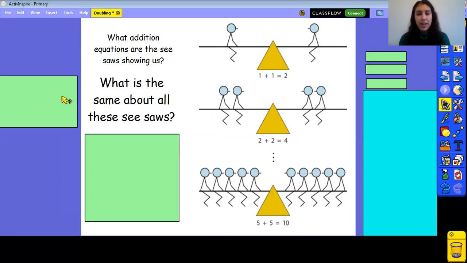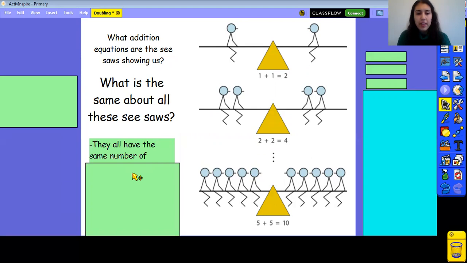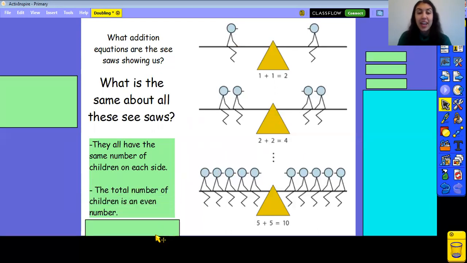Lovely. Hopefully you've got some ideas in your head. Let's see if you said any of these things. They all have the same number of children on each side. So whatever the seesaw is, there is an equal number of children on each side of the seesaw. And actually, the total number here, 2, total number 4, total number 10, the total of them is an even number of children. Maybe you didn't notice that, but hopefully now that I've pointed that out to you, you have been able to spot that.